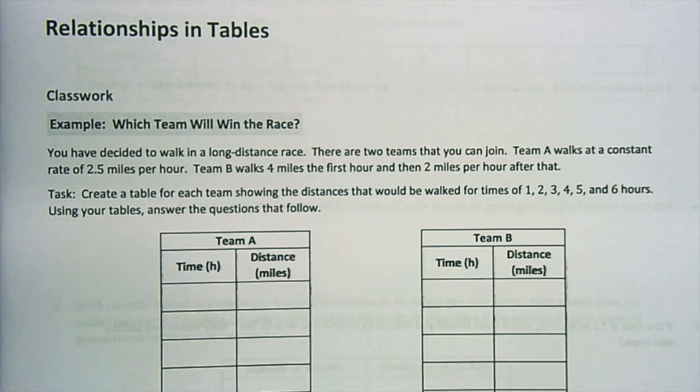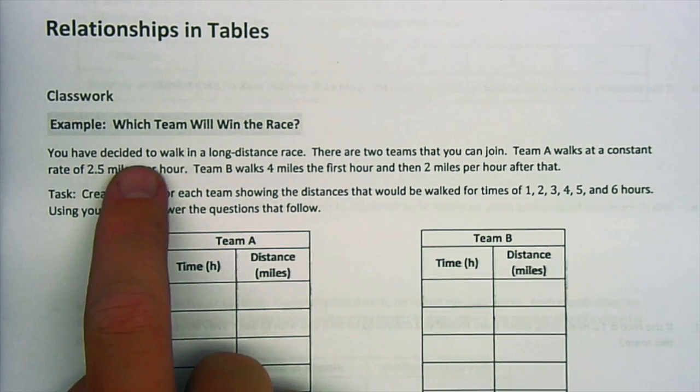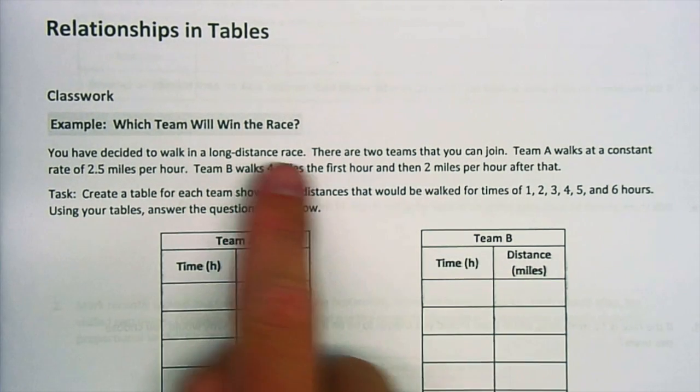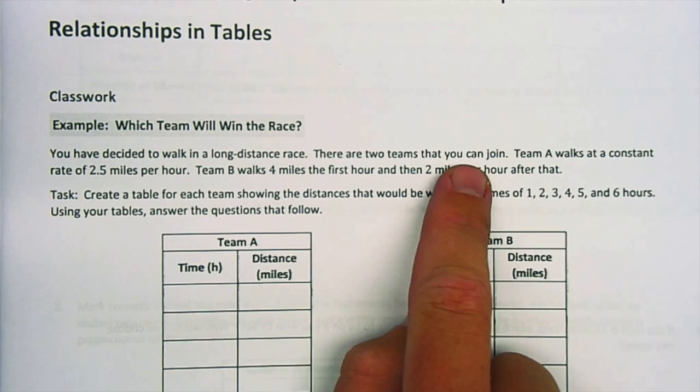Lesson 4, Identifying Proportional and Non-Proportional Relationships in Tables. Classwork. Example, which team will win the race? You have decided to walk a long-distance race. There are two teams that you can join.